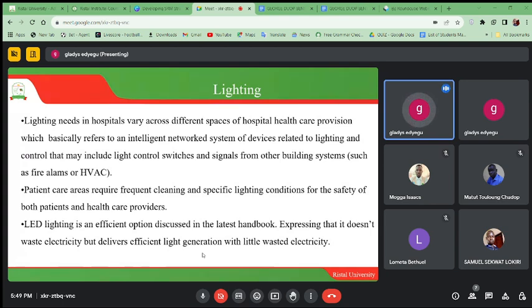So when you go and buy maybe the bulbs and you want to fix them in different hospital workspaces, you can use the LED lighting bulbs because they actually help us to minimize the flow of electricity, but they are able to give us a very good lighting. So it helps to minimize the costs and wastage of electric power instead.